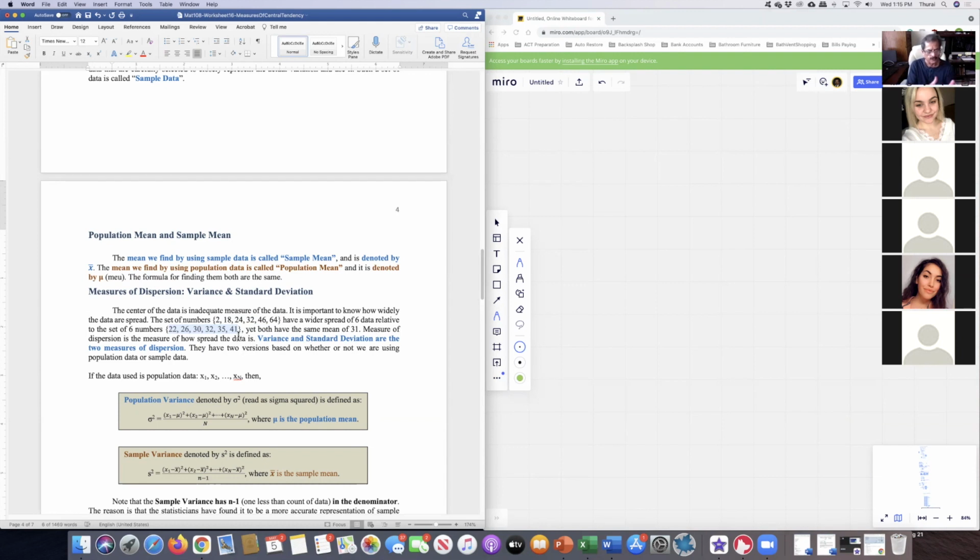Right? It goes from 22 to 41 in a shorter range. The other one is 2 to 64, a larger range. So that's dispersed more. So it's not the range. Range is only one measure of how dispersed the data is.